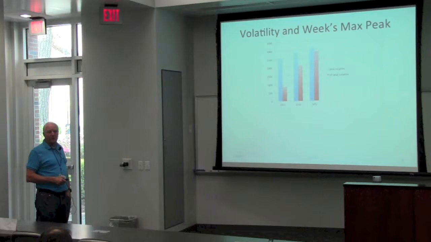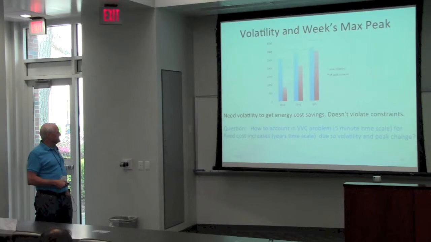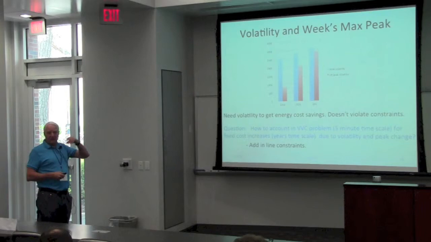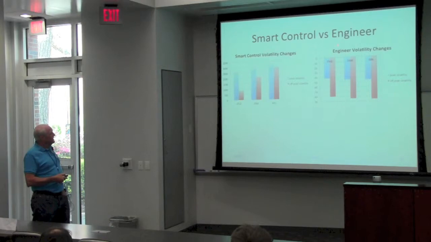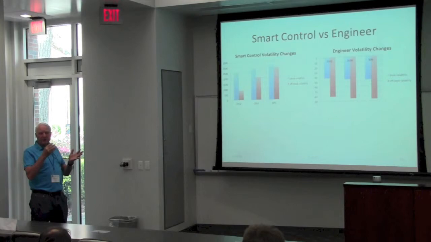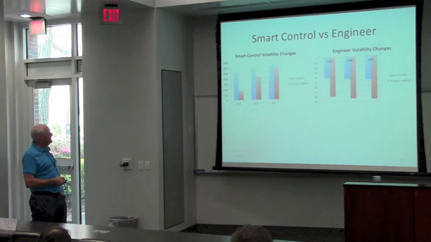And so the other thing is that if we add in line constraints, that'll go down a lot also. So what about engineers? That was all for the smart control approach. What about the engineers' approach, which was focusing, remember, on minimizing peak and volatility and forgetting about the consumer? And here we get the volatility changes. You can see if you do the engineers' problem, volatility goes way down. It's possible using this Volvar control to crank things down a lot.